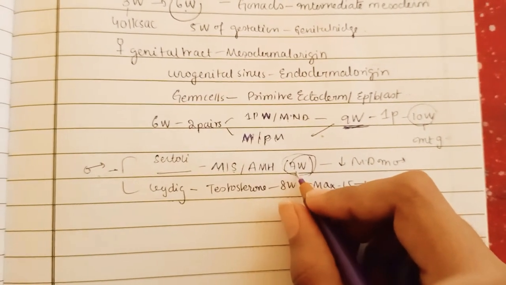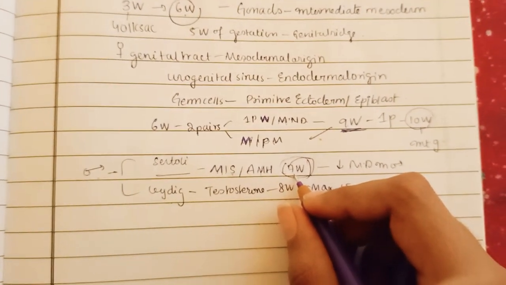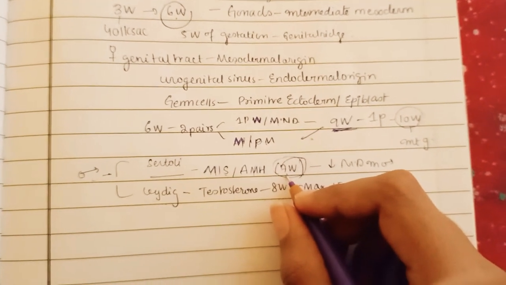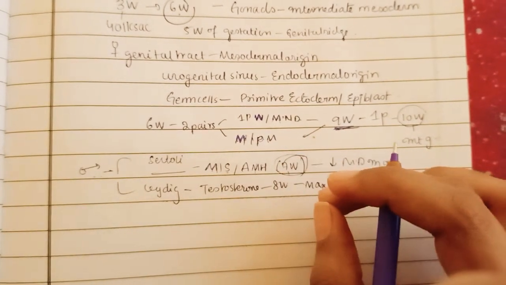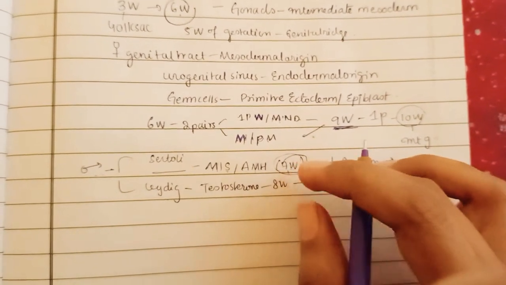It is also responsible for descent of testes from abdomen into pelvic area, because testes should be in pelvic area, right? So that descent from the abdomen will take place, which is called abdominal descent.